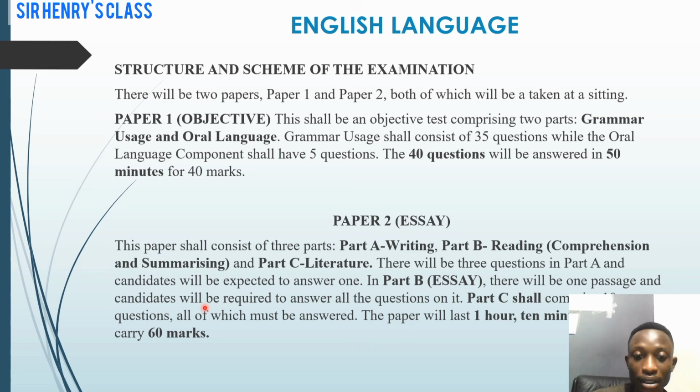And then part C also comprises literature, 10 questions, and then you have to answer. Paper 2 will only last for 1 hour 10 minutes. All right. So this carries 60 marks, together with section A, which is 40, and that gives you 100.